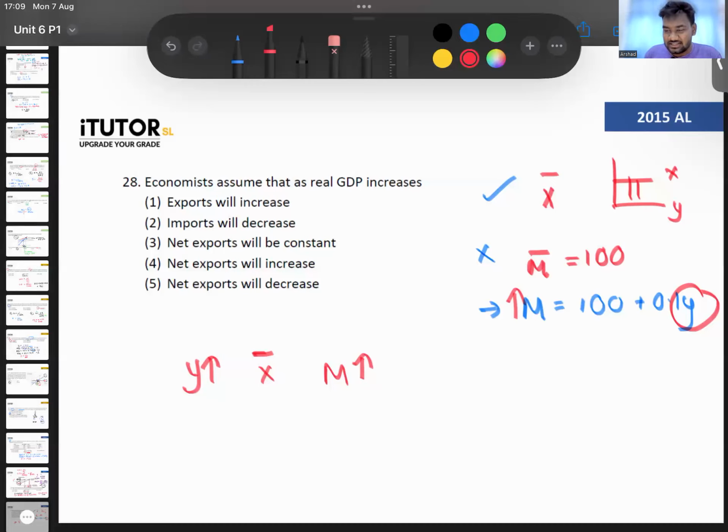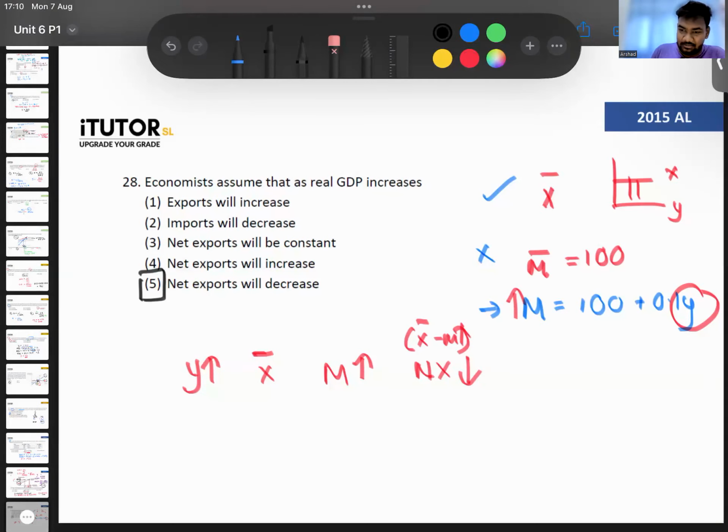Exports don't really change. What do you think happens to net exports then? Exports are the same. Imports are rising. Net exports is, in other words, exports minus imports. What happens to this? Net exports come down, right? Net exports decrease. Because exports are the same and imports are rising, net exports come down. So have that in mind. So which one is the answer? Answer number 5. Net exports will decrease.